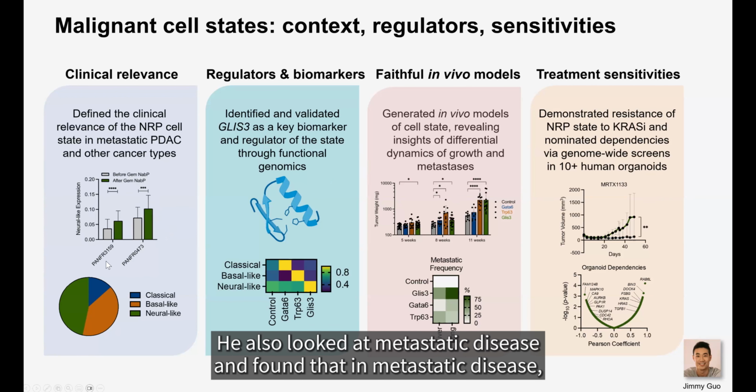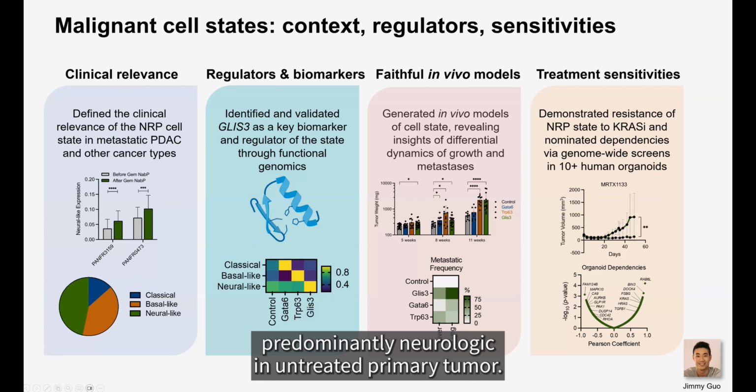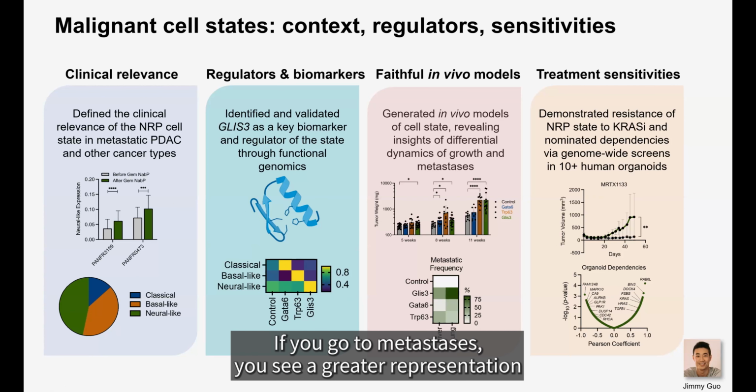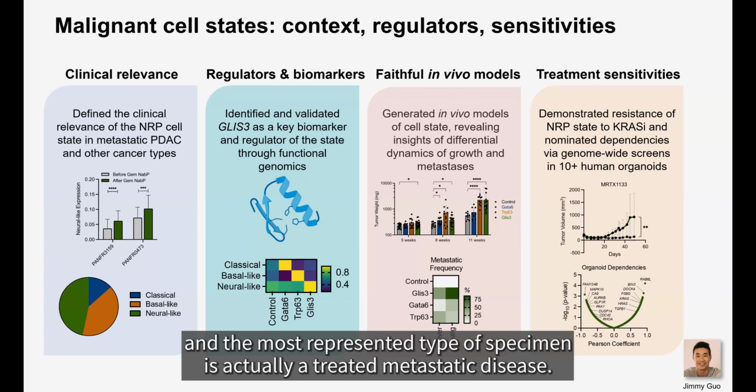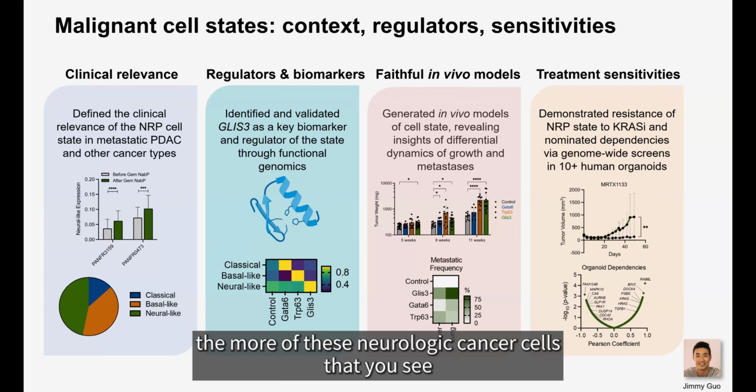matched setting. He also looked at metastatic disease and found that in metastatic disease, the neural-like state is even more enriched. It's actually quite rare to find cells that are predominantly neural-like in untreated primary tumor. If you go to metastases, you see a greater representation, and the most representing type of specimen is actually treated metastatic disease. So it seems like the worse the clinical disease, the more of this neural-like cancer cell state you see.